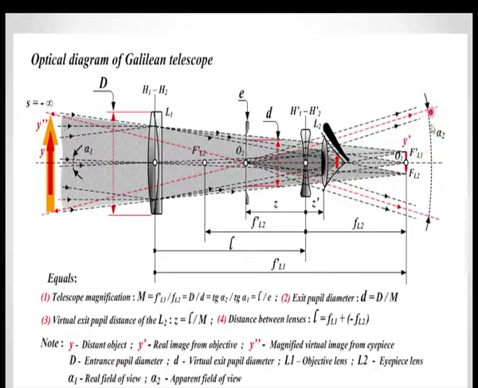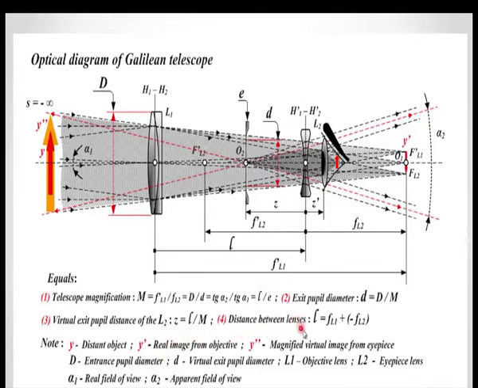So here you can see that alpha 2 is the angle of inclination of the eye. Then alpha 1 is the angle of inclination of the object with the objective. So the ratio between those two tangents will also give the magnification, which is equal to L by E. Then the exit pupil diameter d is equal to D by m, the diameter of the objective over the magnification. So we can design the exit pupil diameter using this formula. The virtual exit pupil distance of the L2 is L by m.